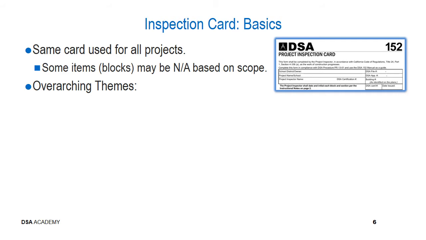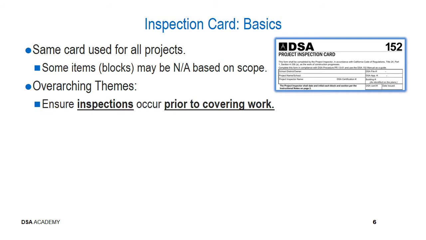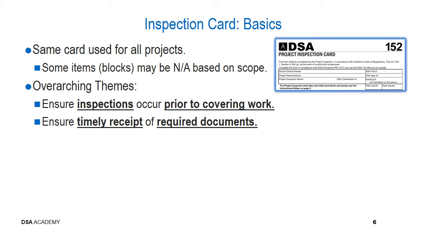Continuing on with the inspection card basics, the same card would be used for all projects. Therefore, some of the items or blocks may not be applicable based upon the scope or nature of the work that's occurring on a given project. It's important to consider what the overarching themes are for the inspection card. That is, to ensure that the inspections occur prior to covering up the work, and that there's timely receipt of the required documentation associated with those inspections and that construction work.